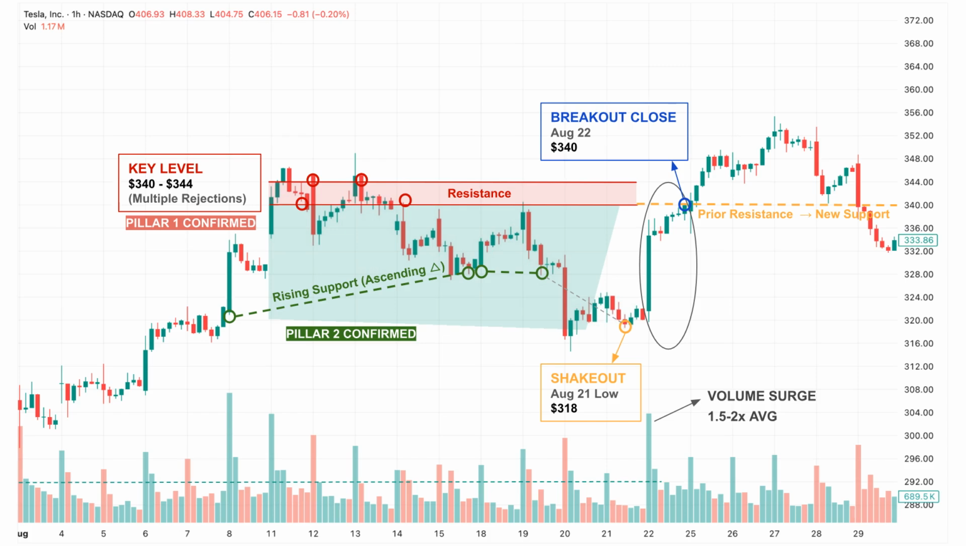Without this volume confirmation, the close at $340 would warrant caution. It barely cleared prior highs. With this volume, the breakout is validated. Pillar 3 confirmed. Notice how the breakout volume expands aggressively on August 22nd.